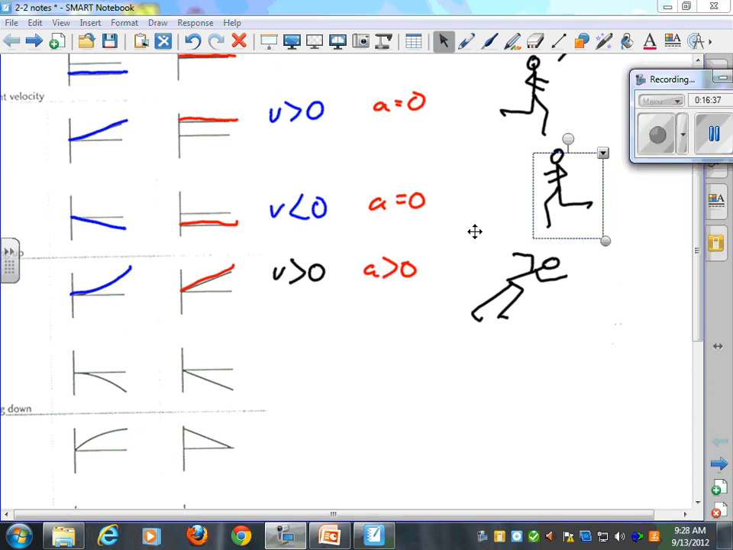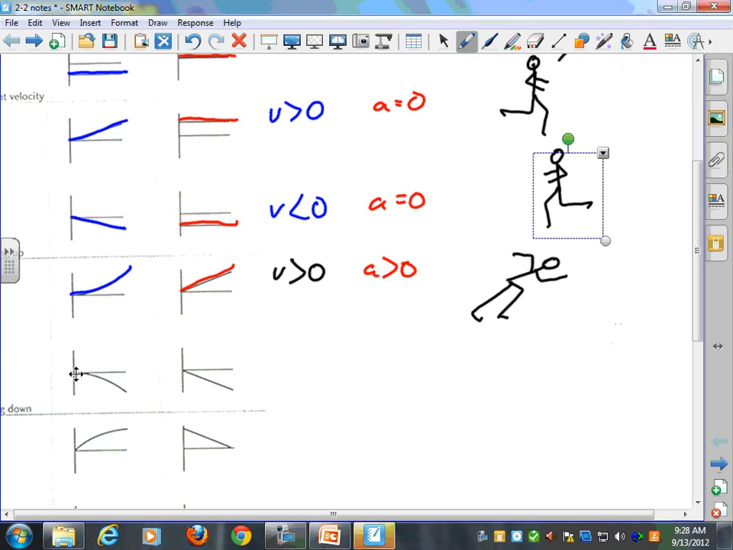So speeding up right, speeding up backwards is going to be like this. Okay? People sometimes get this one confused. How do I know that's speeding up? Because the slope here is getting steeper, right? It's becoming more and more negative. This is a graph of the slope, so it's getting bigger and bigger. So here my velocity is less than 0, and my acceleration is also less than 0.